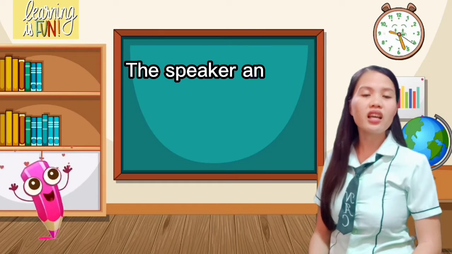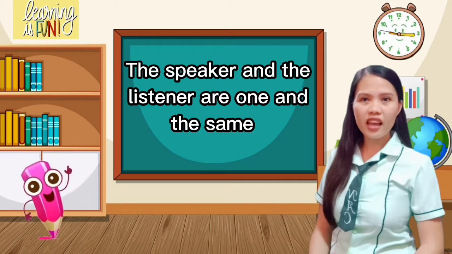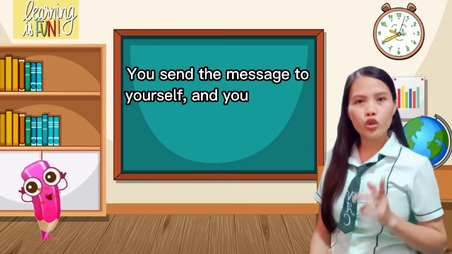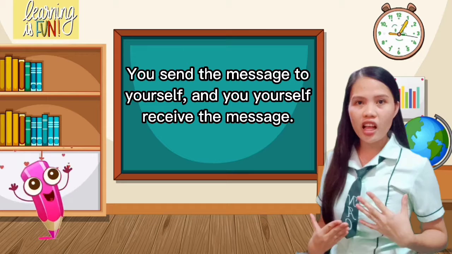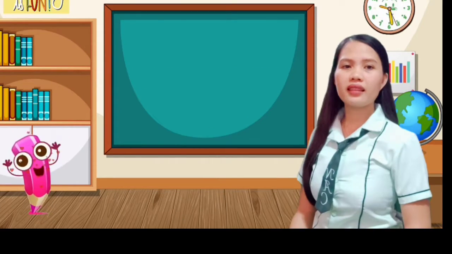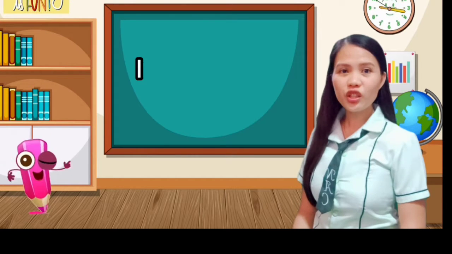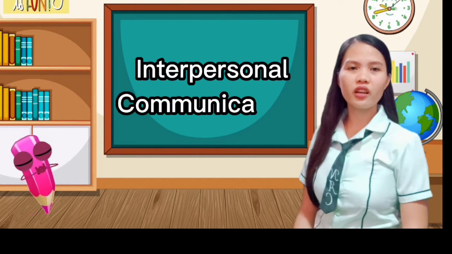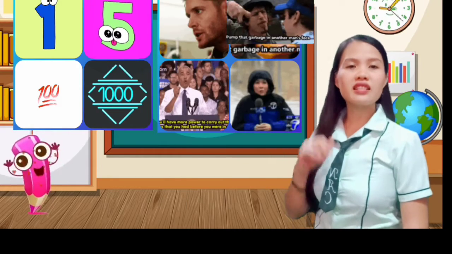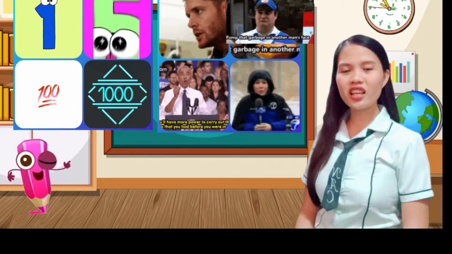Clearly, in intrapersonal communication, the speaker and the listener are one and the same. You send the message to yourself, and you yourself receive the message. And the second type of speech context is the interpersonal communication. The number 5 and the second image represent the interpersonal communication.